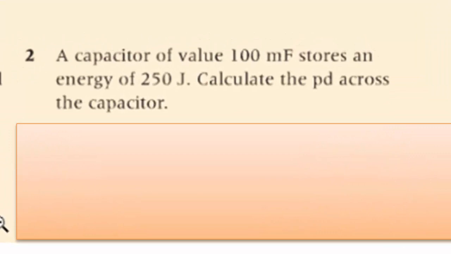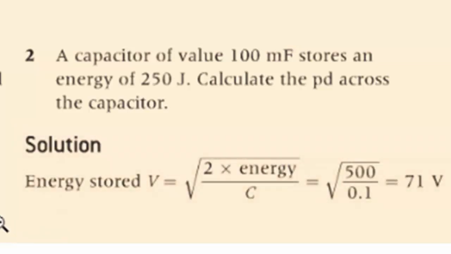The second one is a capacitor of value 100 millifarad that stores an energy of 250 joules. Calculate the PD across the capacitor. And that gives a potential difference of 71 volts.